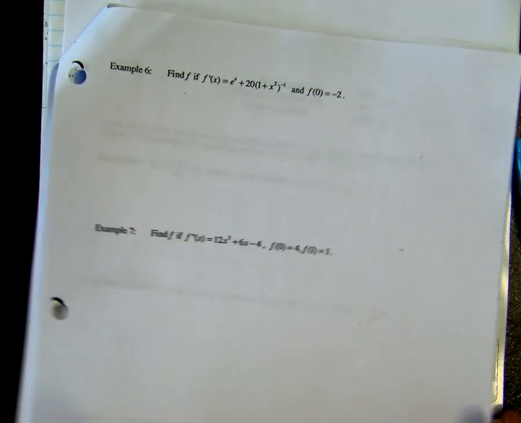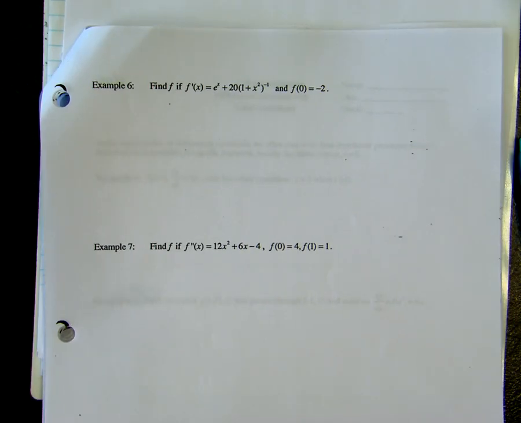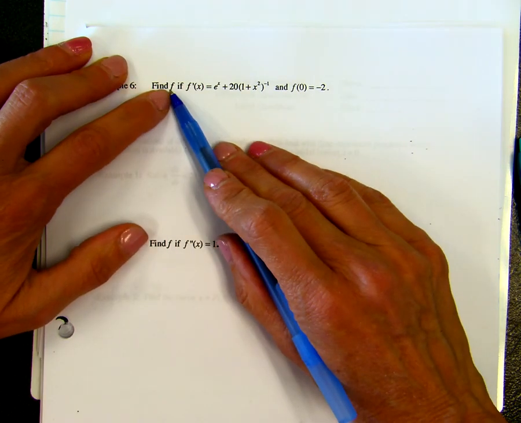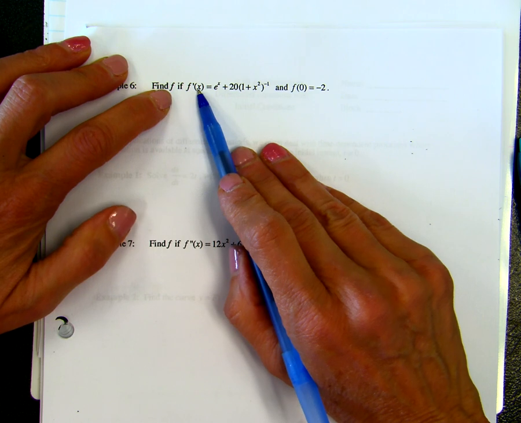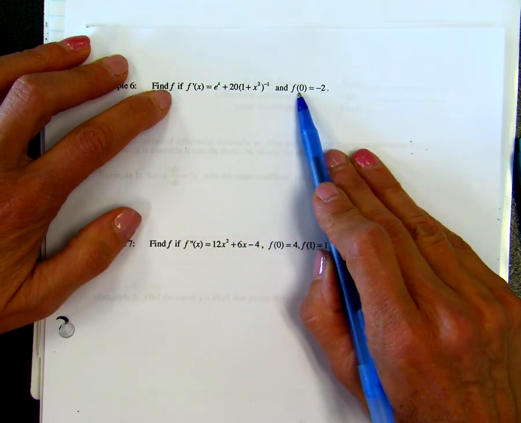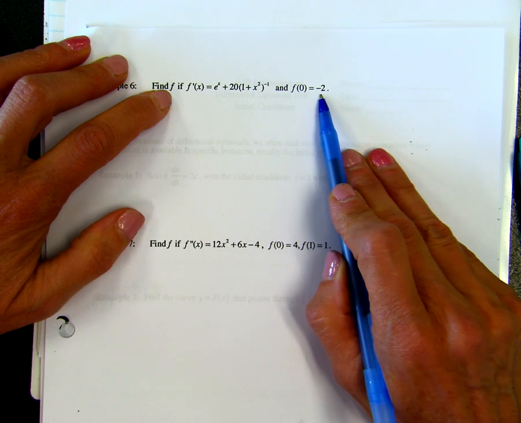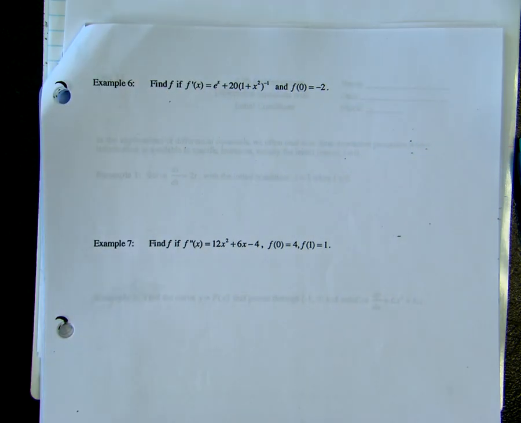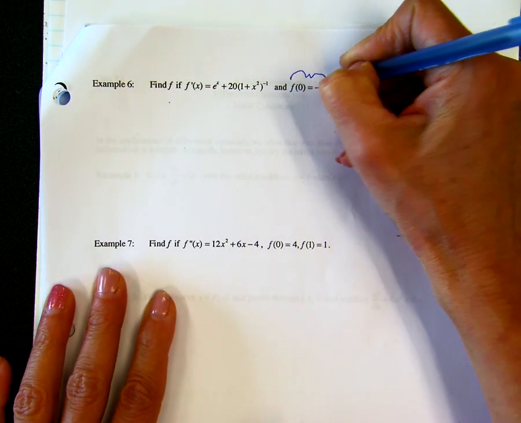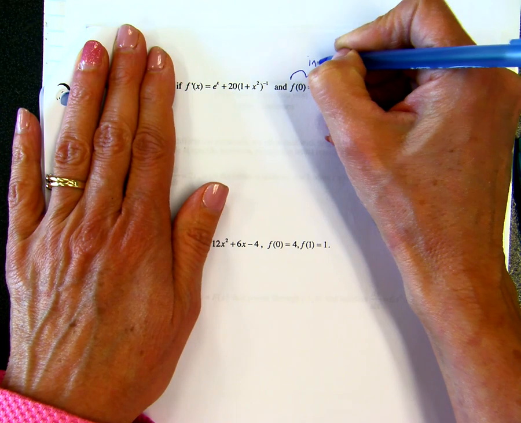Okay, we're going to add one more concept to this. Find f, the original function, if this is the antiderivative, and we know that when x was 0, y was negative 2. We have a point on our initial graph. When this happens, these are called your initial conditions.